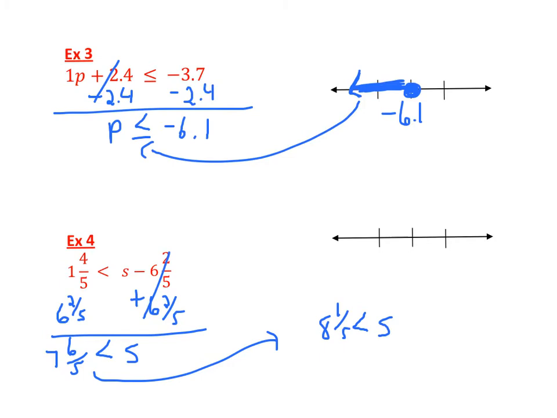Now you can flip that if you would like, so bring the s over to the other side, which means you have to flip the symbol so that it reads s is greater than 8 1/5. Now you can graph it with an open circle and put 8 1/5, and s is greater than, so that means our arrow will go to the right. And again, these match. Whenever the variable is on the left, the symbol and the arrow will go in the same direction. Okay, let's go on to the next example.